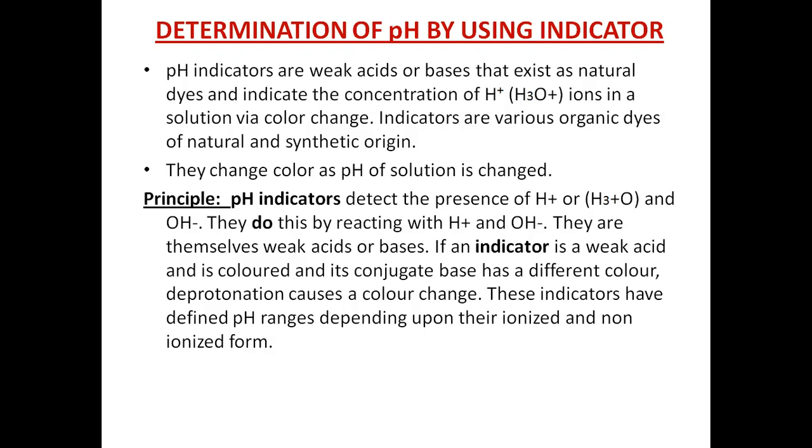Indicators are various organic dyes of natural and synthetic origin. So they change color as the pH of the solution is changed. This is the principle: pH indicators detect the presence of hydrogen or hydronium ions, and they do this by reacting with hydrogen ions and hydroxide ions. They are themselves weak acids or bases. So if an indicator is a weak acid, its conjugate base has a different color, and vice versa for weak bases. So this is how a pH indicator works.